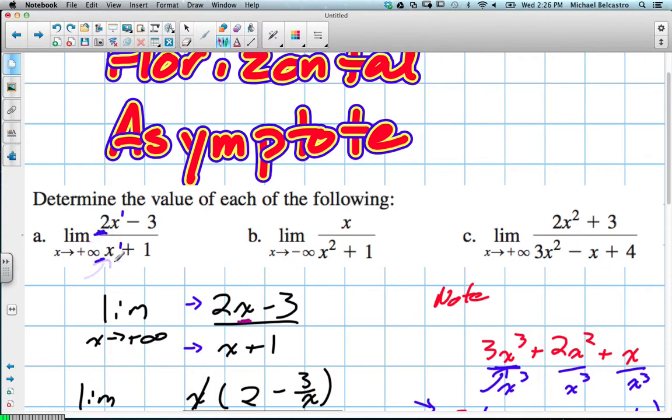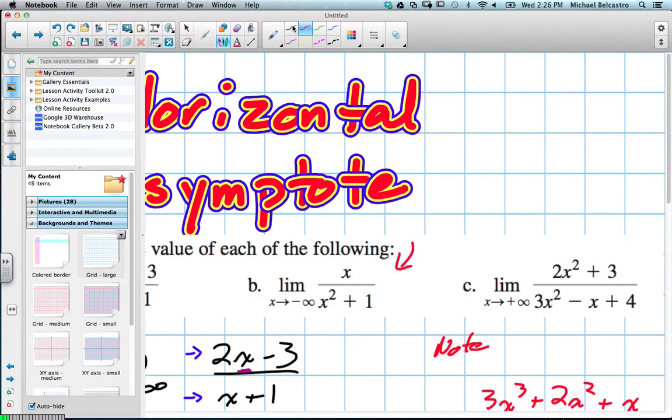The coefficient here is 2. The coefficient here is 1. What is 2 divided by 1? 2. So our horizontal asymptote is 2. It's a really easy way to look at it. Okay? We'll do this one with the limit, and then we'll show you the trick to it after. Let me just add a new page quickly.